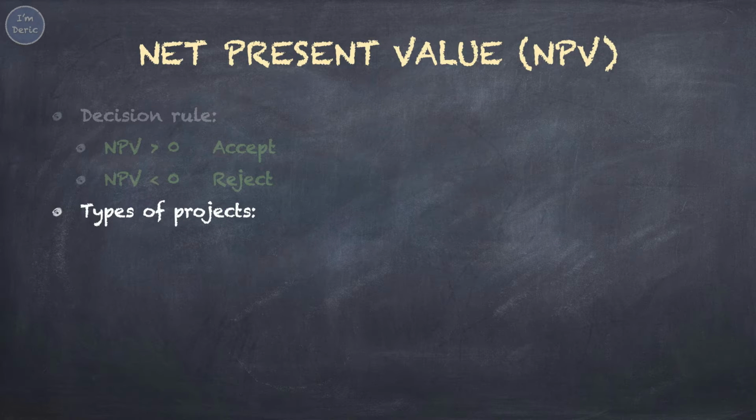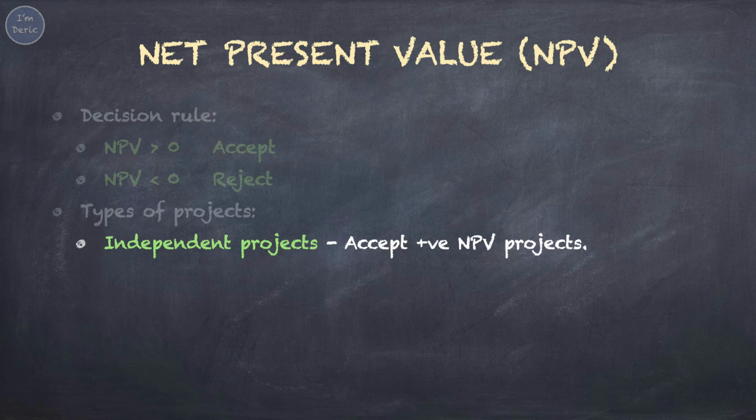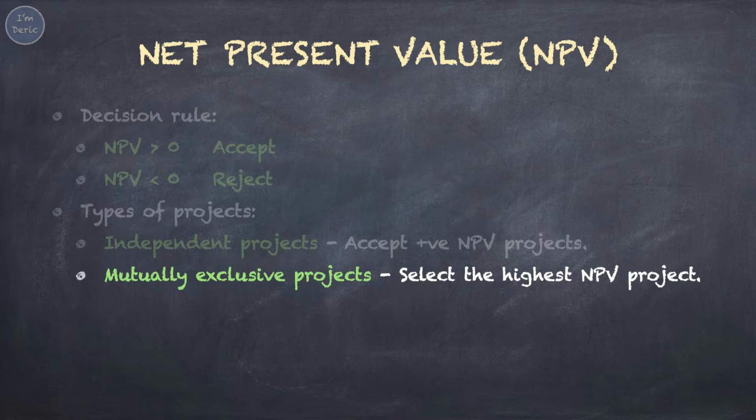Another concern arises from the fact that various types of projects can result in different decisions. If the projects are independent, you can accept all the projects as long as they have positive NPV. It's simply because these projects do not compete for the firm's resources, that's why you can accept all. However, if your projects are mutually exclusive, you have to select the highest NPV project. Mutually exclusive projects mean you can only choose one, the best one.